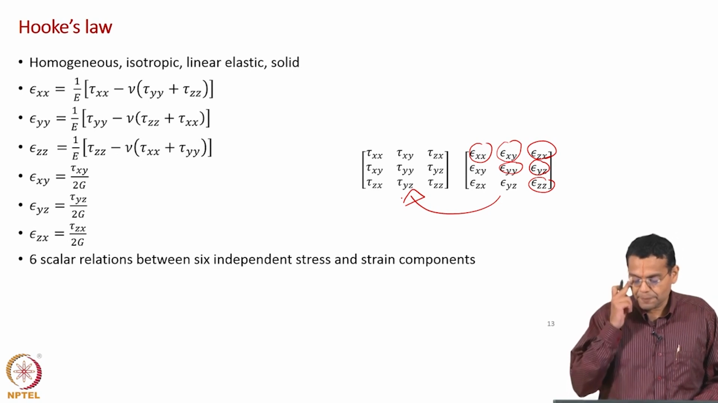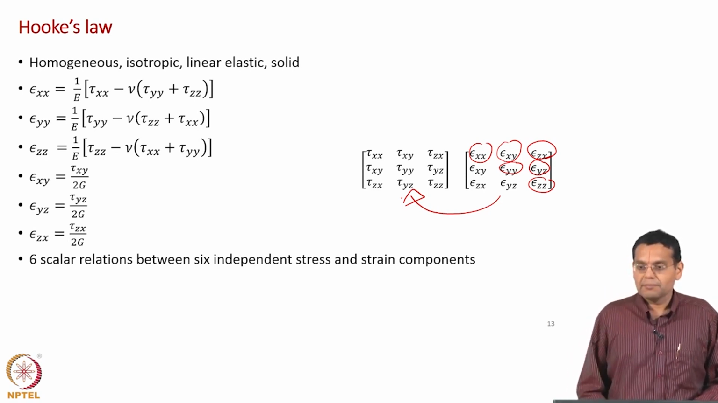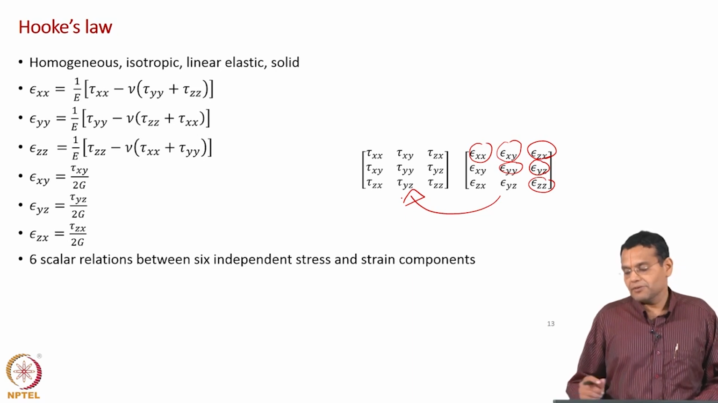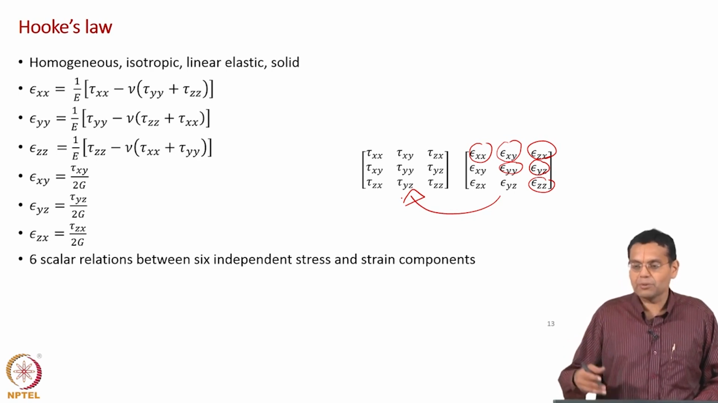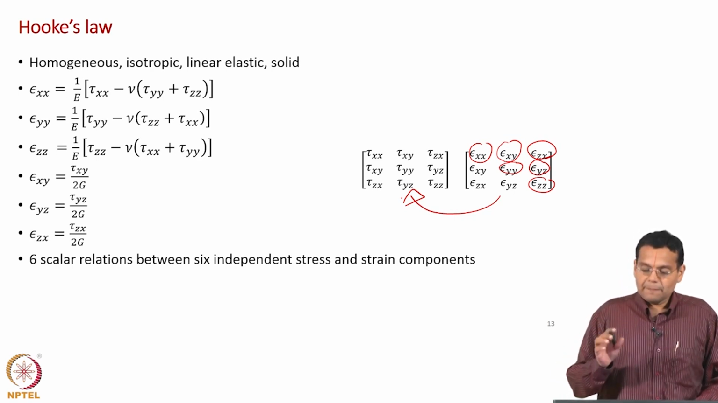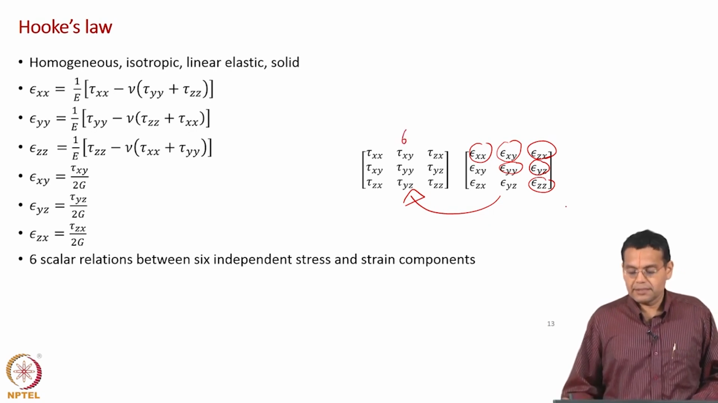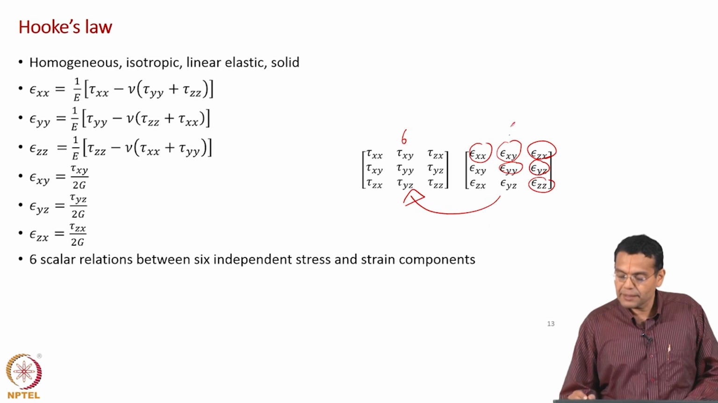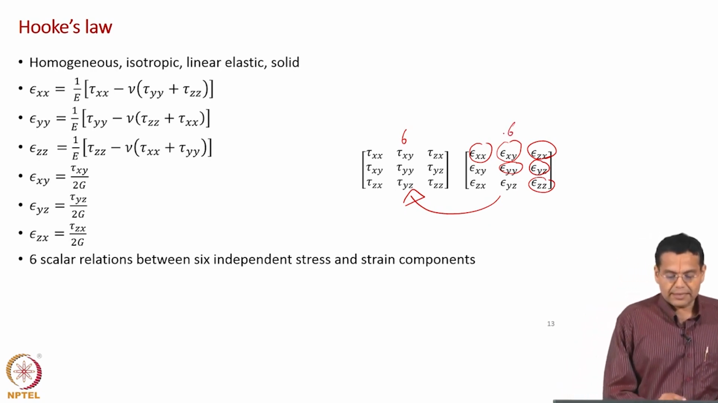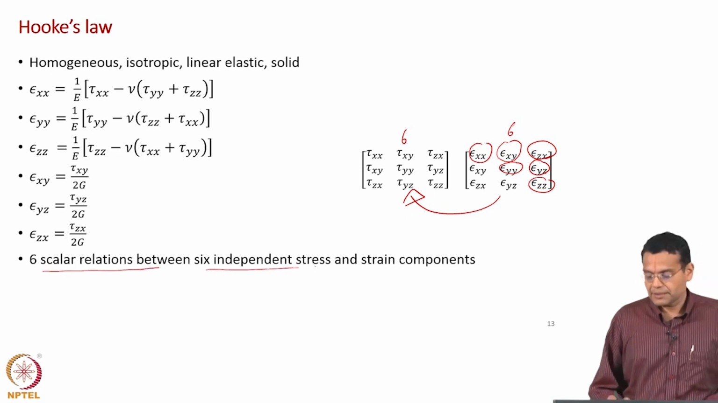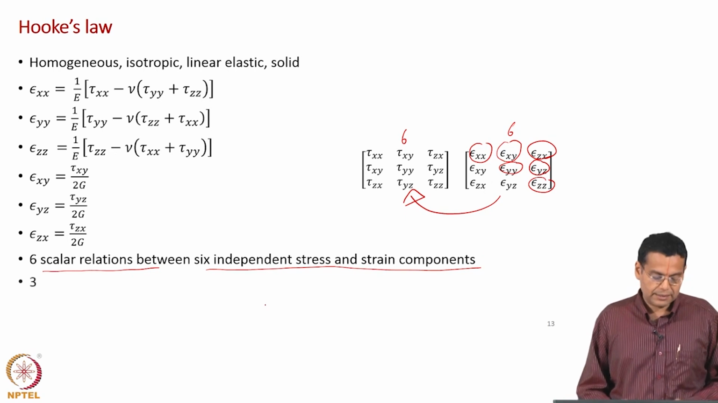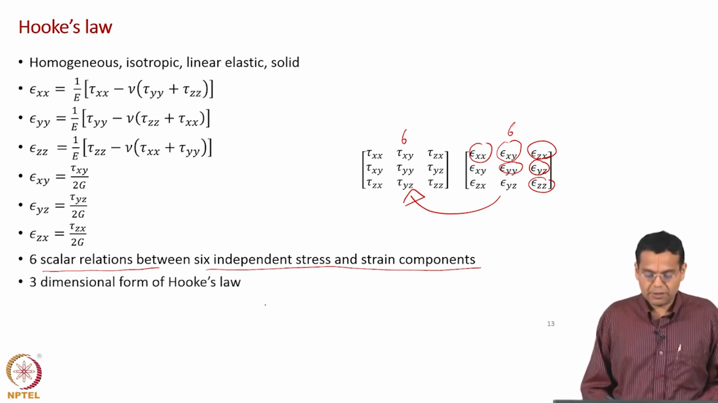Remember, we discussed the stress tensor as 9 components, but only 6 are independent. Similarly, for the strain tensor, there are 9 components, but only 6 are independent. Epsilon xy is equal to epsilon yx. We have not even shown epsilon yx here, because we have taken epsilon yx to be equal to epsilon xy. So, 6 independent stress tensor components, 6 independent strain tensor components, and there are 6 scalar relations between the 6 independent stress and strain components, and that is the 3-dimensional form of Hooke's law.